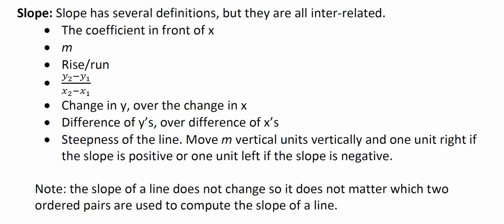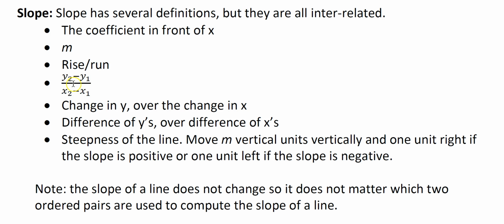Slope has several definitions, but they are all interrelated. Some of the definitions of slope, or details about them, are first, the coefficient in front of x is known as the slope. That coefficient in front of x is frequently referred to as m. Slope has a rise divided by a run, or known as rise over run. There's a formula for calculating the slope that many students have been exposed to, and that is you subtract the y values and divide by the subtraction of the x values.